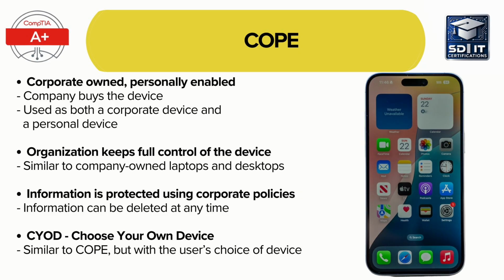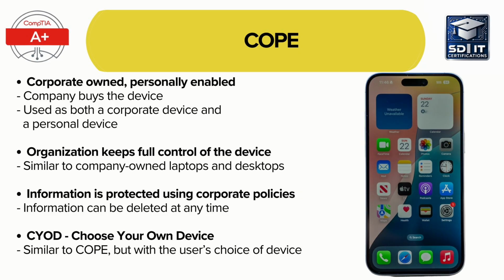Some organizations don't allow user phones to be used inside of the company. Instead, the company will provide the phones through COPE. This is corporate-owned, personally enabled. The company purchases the phone, they assign that phone to a user, and then they manage that as a corporate device. Although the corporation does have full control of that device, in many organizations they allow the user to use it as a personal device as well.